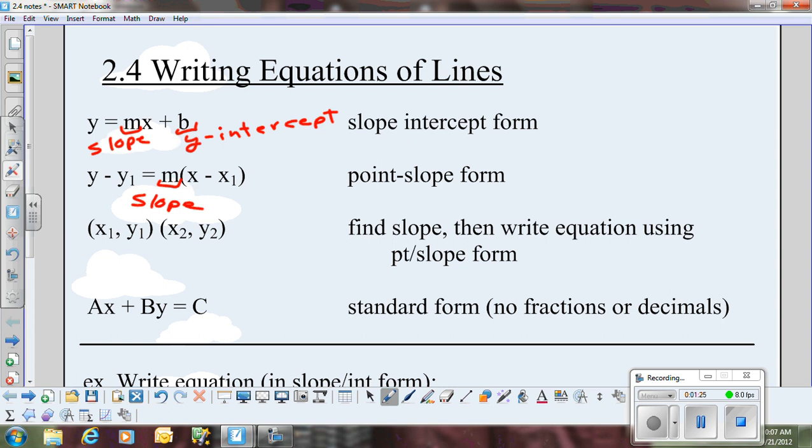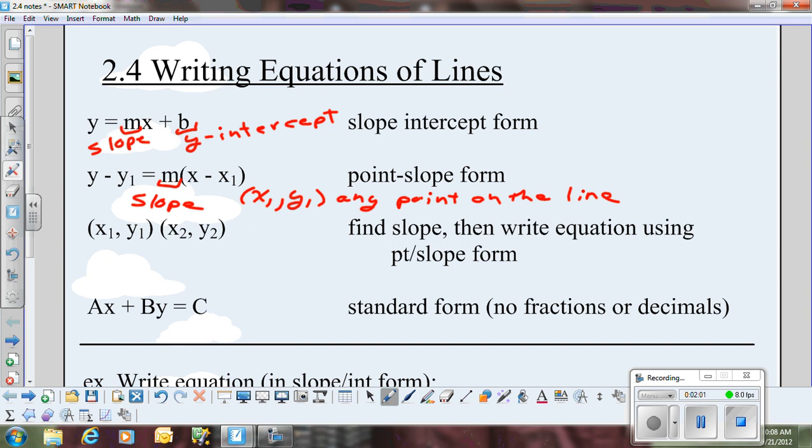The x and y are still just going to be x and y. The x1 and the y1 are any point on the line. Okay? Any point on the line. So we call it the point-slope form. If you know a point and you know the slope, this is the form you're going to start with to write an equation of any line.